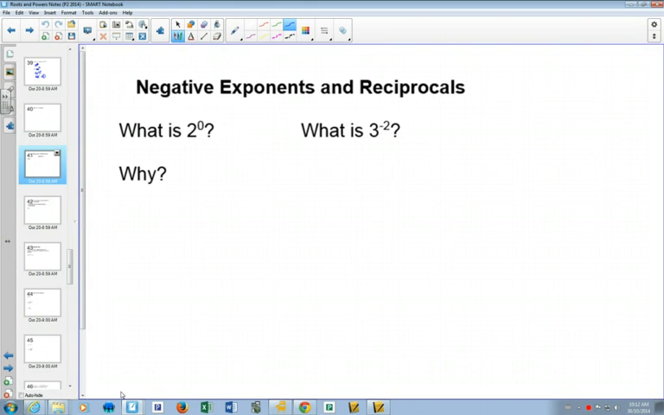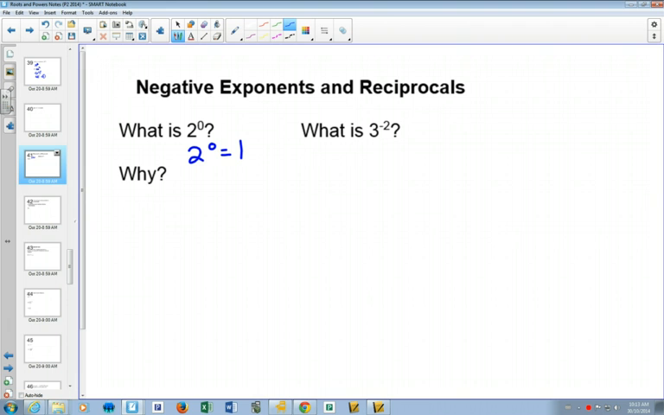Did you learn the exponent 0 last year? Yes. 2 to the 0 is equal to 1. Why? That's how it is. It's just a definition. There's no logic to it. They just decided there's a definition that says anything to the power of 0 is equal to 1. That's just it. It's just a rule.